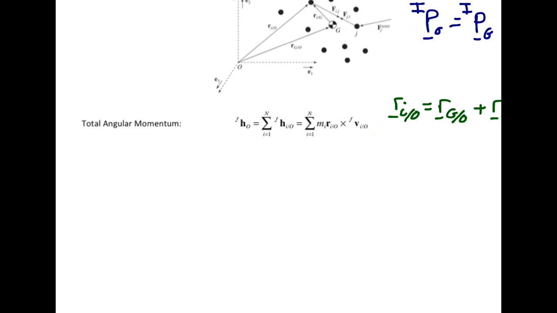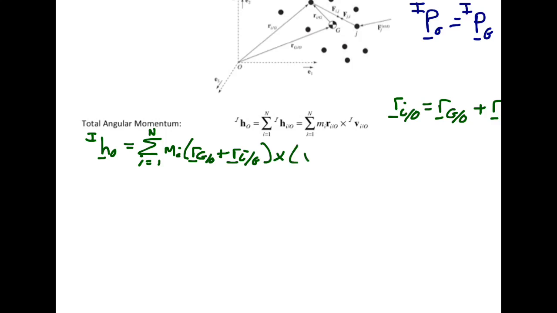When you substitute this in, we get that the total angular momentum is equal to the sum from i equals 1 to n of the mass of each particle times r_G with respect to O plus r_i with respect to G, crossed with the velocity of G with respect to O plus the velocity of i with respect to G. Now when you get these somewhat ugly expressions like this, the best thing to do is just expand your cross products and then deal with each term individually.